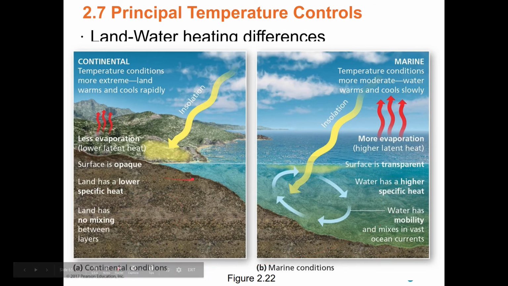Land doesn't mix. You're never going to drive by a field in the afternoon and see it bubbling and boiling. That's the land, so the top layer gets hot, and then by conduction, it'll get transmitted. But water is going to move by convection. So the water gets hot, and then it goes someplace else. And now cold water is left to replace it, and it has to absorb heat. All of these factors, evaporation, transparency, higher specific heat, and mobility, contribute to this idea of continentality.